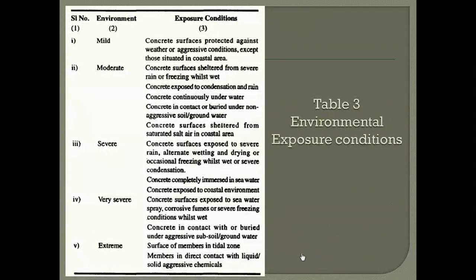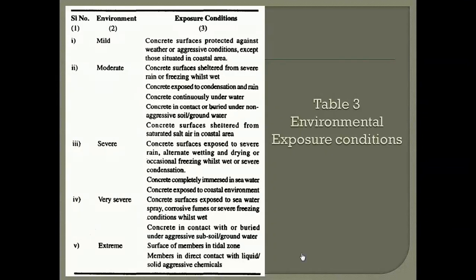These are the environmental exposure conditions, given in Table 3 of IS 456. We have 5 environmental conditions. When we do construction work, say in Mangalore, we have to check which environmental condition it comes under. In Mangalore, sometimes the concrete will be completely immersed in sea water, or the concrete surface is exposed to sea water spray. If the structure is nearer to the sea, then the environmental condition comes to severe or very severe.